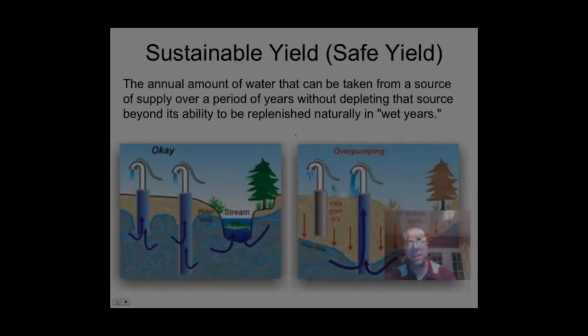Sustainable yield or safe yield. This is the amount that you can take out without depleting your aquifer. So in this case, the left-hand diagram would be practicing sustainable yield. You can sustain the aquifer, it's remaining the same. And on the right-hand side here, that's overpumping. This is not sustainable yield. We are drawing down the aquifer, we are mining it.